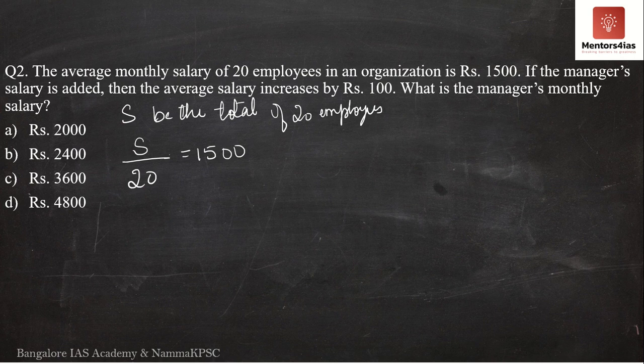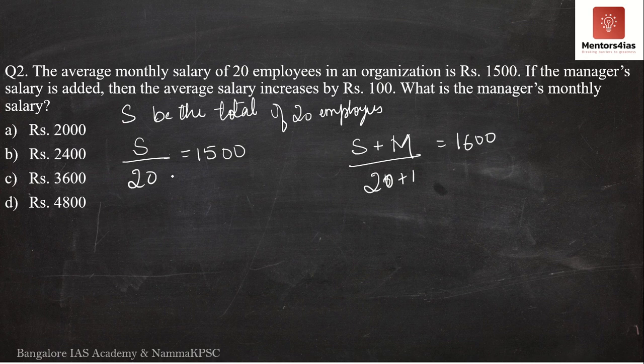Now the question further says, if the manager's salary is added to the total salary, then the average salary increases by 100. So what is the question saying now? If to the total salary, I add the manager's salary, let me say that M is the manager's salary, then the average, now I have to divide by 20 plus 1. Why? Because we are including the manager. Then the average salary will increase by 100. Therefore, it is 1600. So I have to determine the value of M.